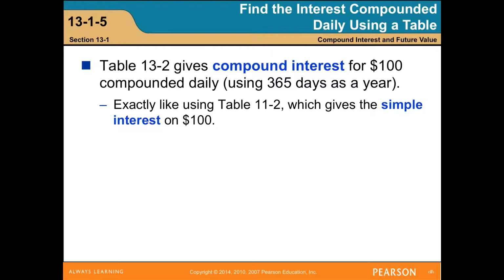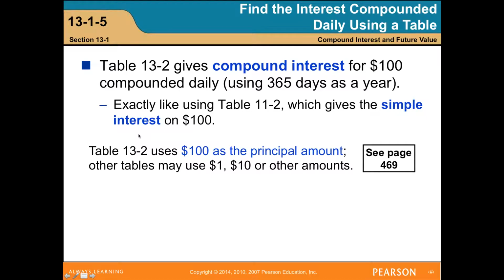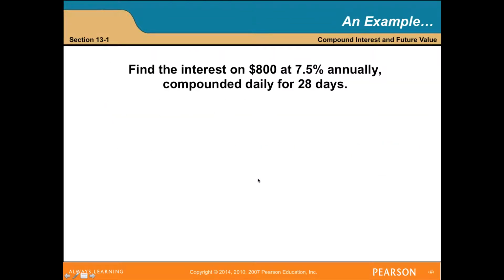Table 13-2 gives you the compound interest for $100 compounded daily using 365 days as a year, as opposed to 360 days as a year. So don't get confused. You want to try to be specific about how it is compounded. Exactly like using table 11-2, which gives the simple interest on $100, table 13-2 uses $100 as the principal amount. You can refer to page 469. Other tables may use $1, $10, or other amounts.